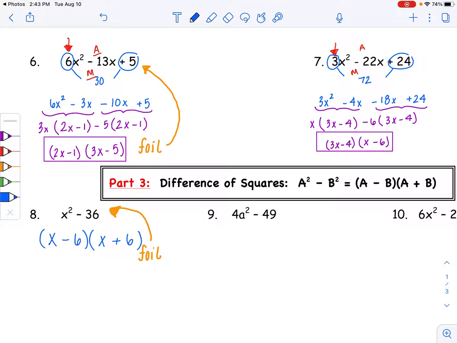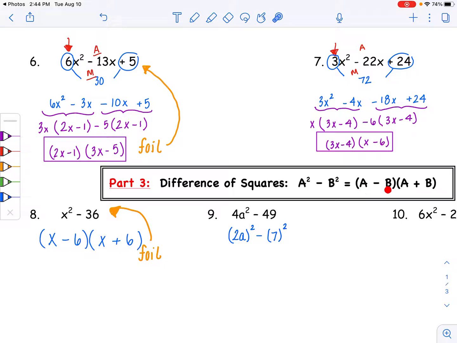Here, for number 9, I want to be very clear that, again, it's a difference, but both terms are squared now. The a is squared and the b. It might help to rewrite it like so. It's just an option. It's the same thing. This helps me really clearly see my a and my b term. It's the difference. So I can just plug into this formula.